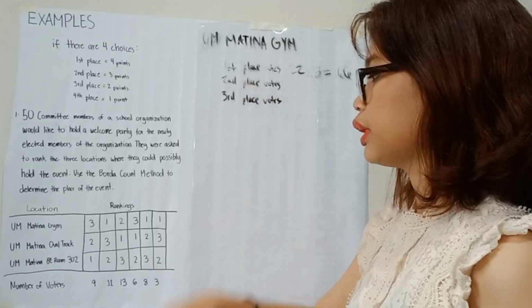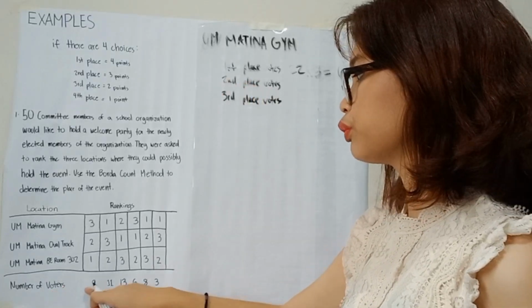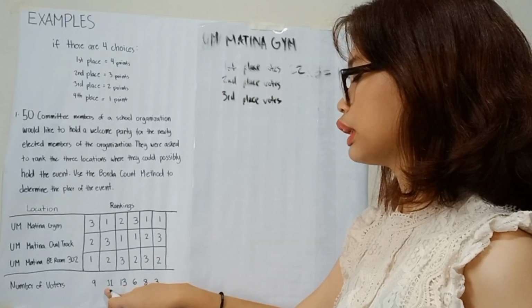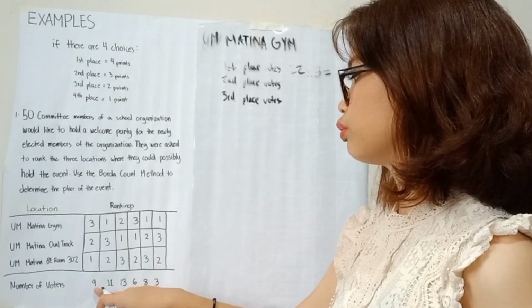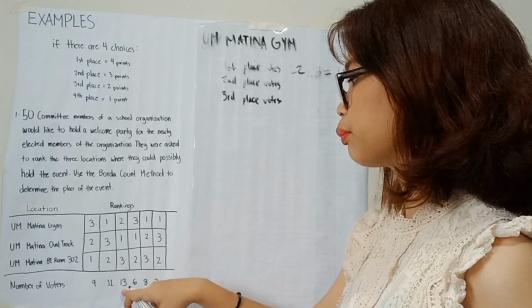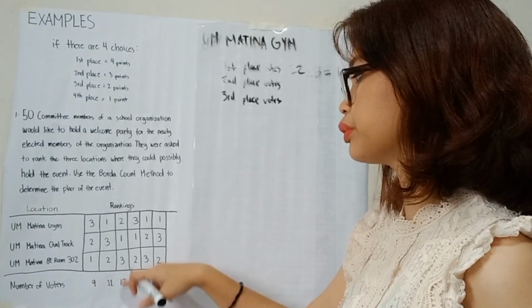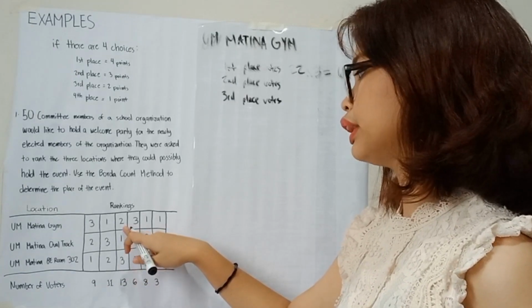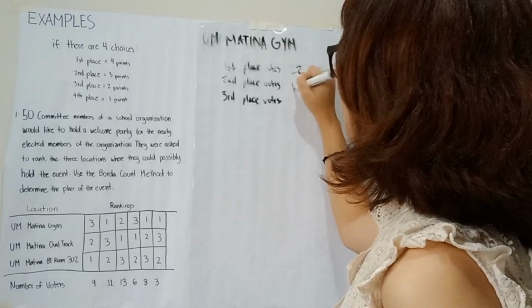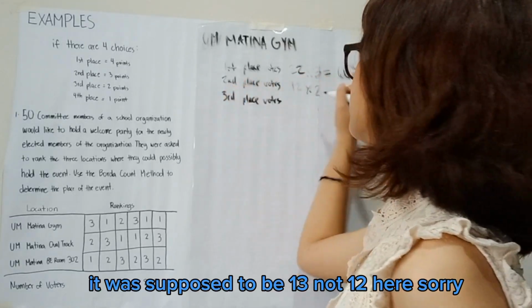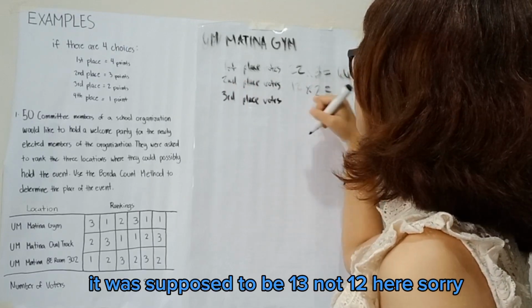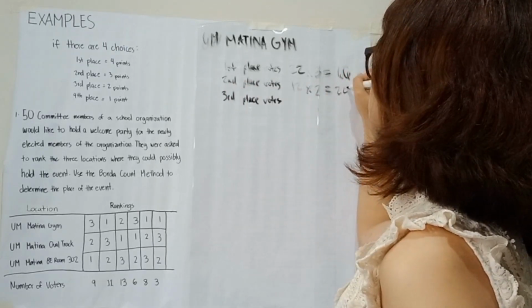Next is the second place. So let's find the number of voters who selected Matina as second place. So we have the number of 13 voters who selected Matina as second place. So 12 times 2 points, since it's second place, is equal to 24 points.